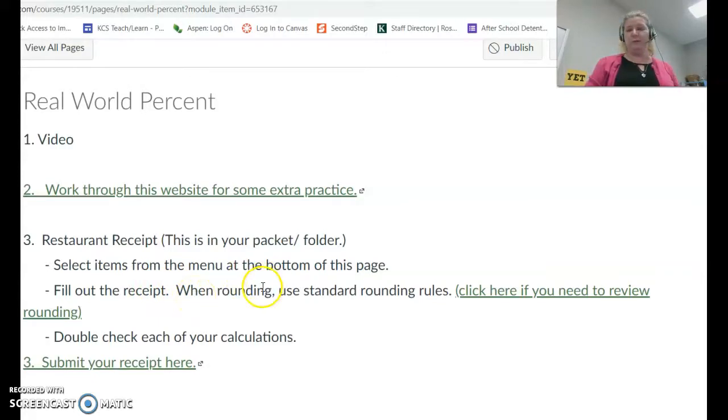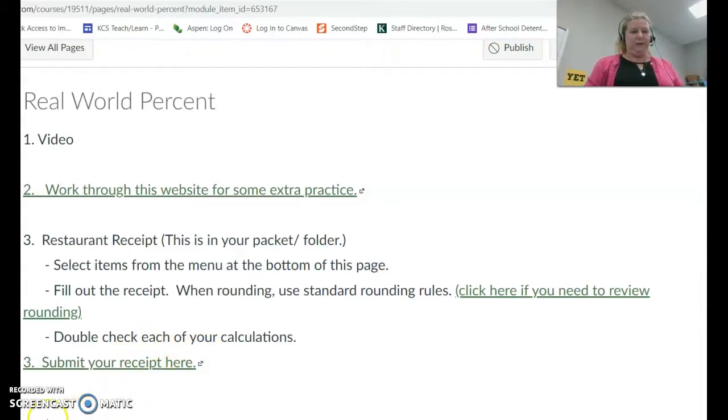We will need to round at some points, and if you need to work on that, I have placed a link here that you could go back and review rounding. Then you're going to double check each of your calculations and you will submit your receipt with this link. I'm told that you can hold your paper up and take a picture of it with your computer. When you save it, if it's a Chromebook, it will automatically go to your Google Drive, and then you can access it from there to submit it.